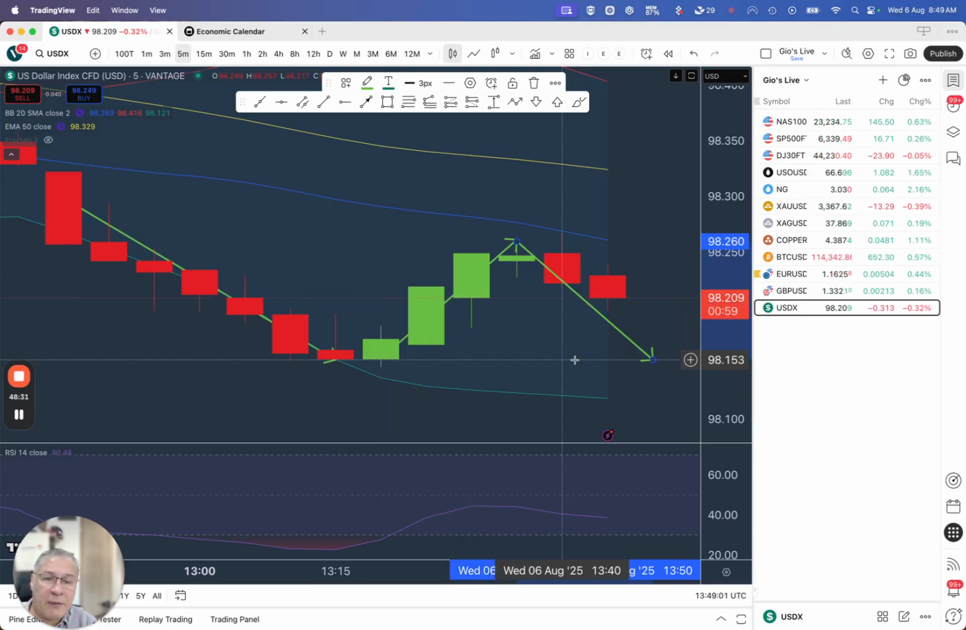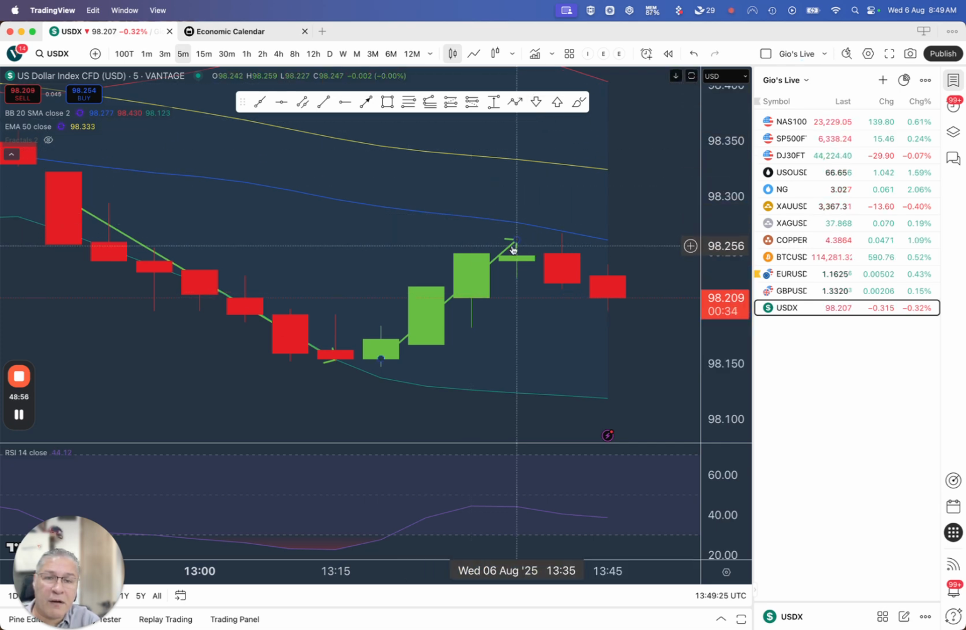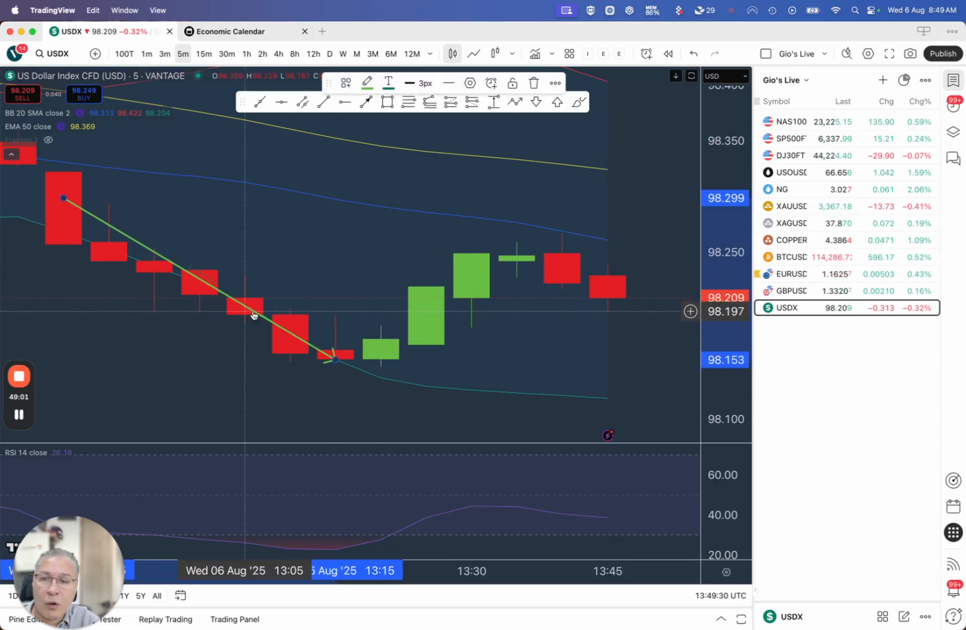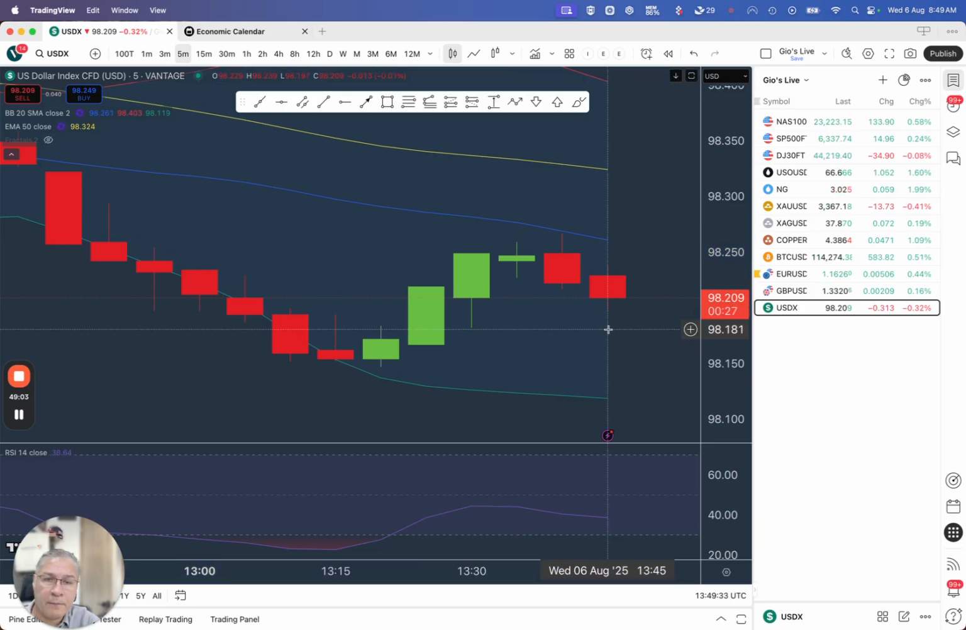So the target will obviously be the bottom that was created from the first drop. That will be our target if you were to enter to the downside on a sell mode. So that will be moving to the downside. And that's what we're anticipating for the dollar index to do, to continue its trajectory lower. Let's see if that will be the case so far.